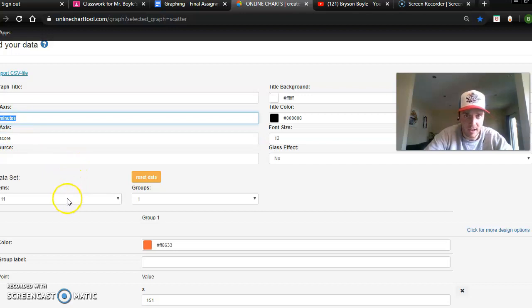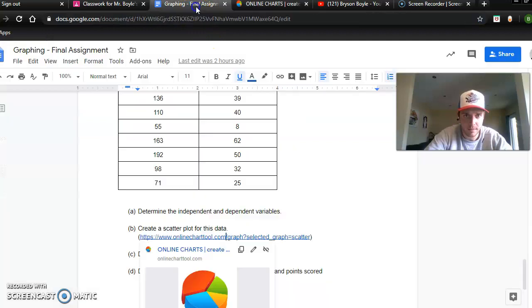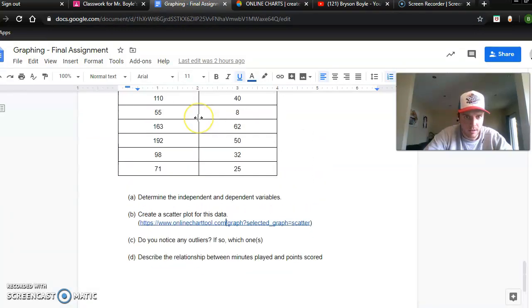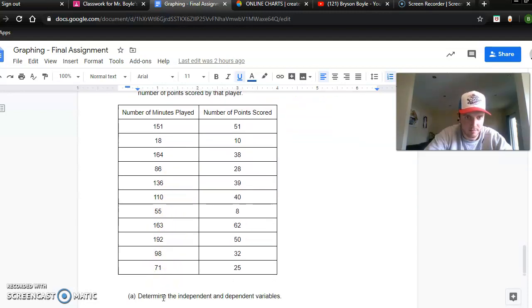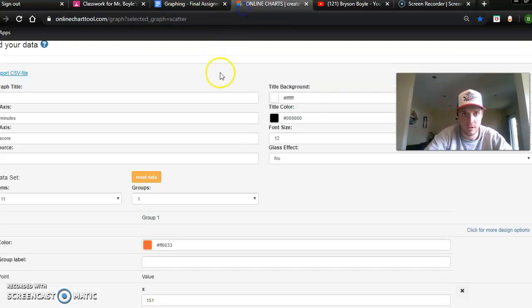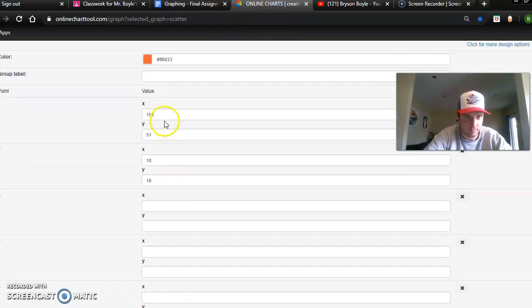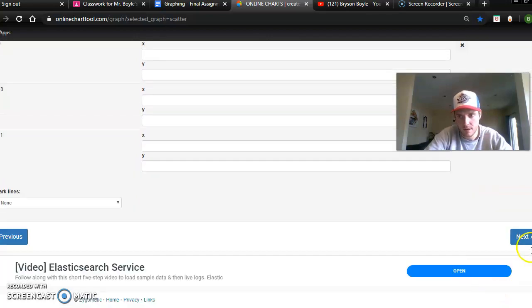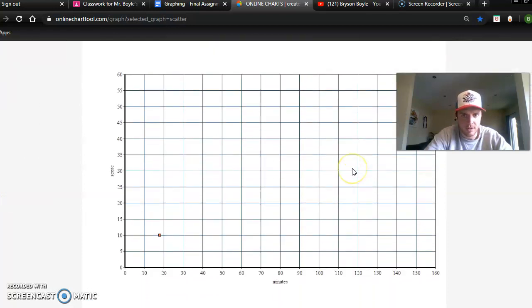How many items do we have? We have 11, right? Because if we look, there is 1, 2, 3, 4, 5, 6, 7, 8, 9, 10, 11 pieces of data. So we put 11, and we start filling in the numbers like we have on our chart. When we're done, we hit next, and then we'll have a scatter plot created for you right there.